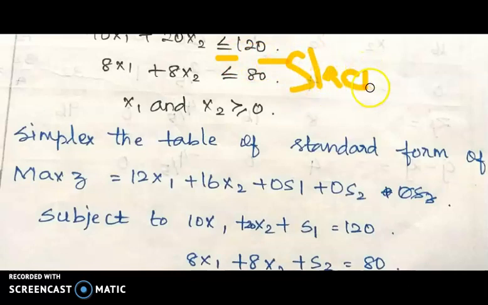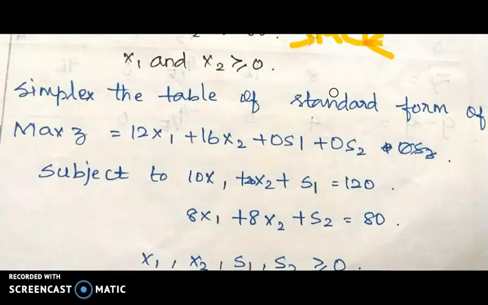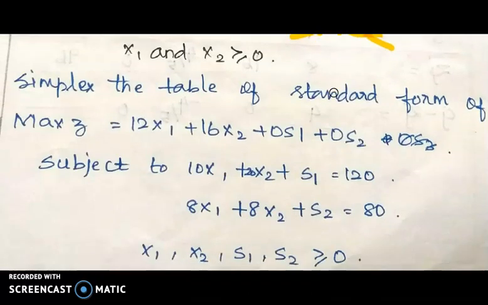Slack variable: if the constraint is greater than or equal to, we add a surplus variable, but here the surplus variable is subtracted. This is the objective function. There is no coefficient for the slack variable, and for that reason we have to put 0. Then, subject to the constraint inequality equations.